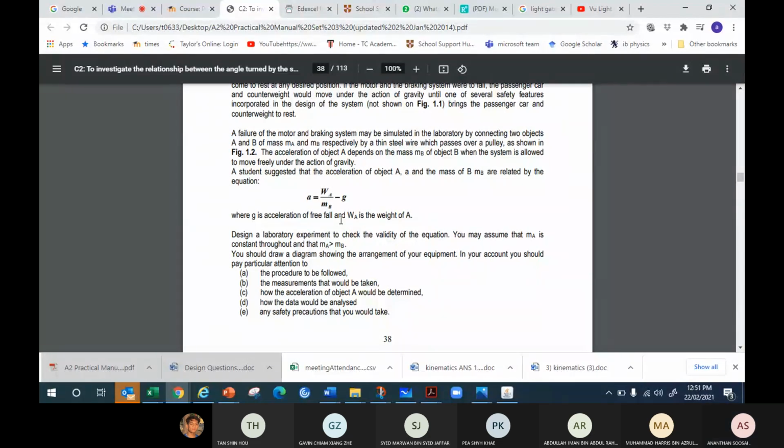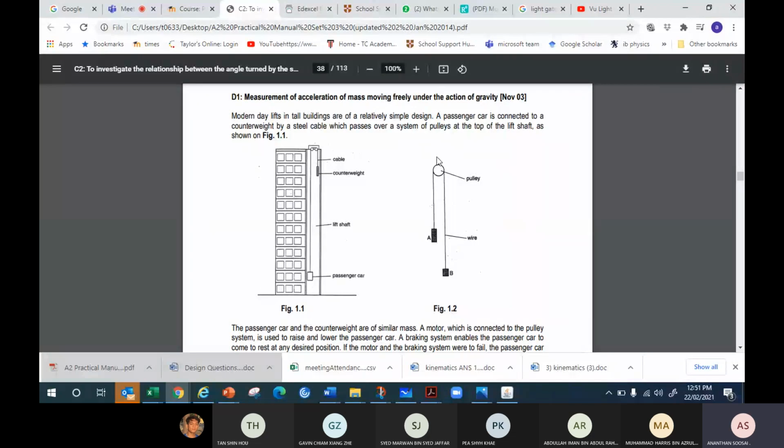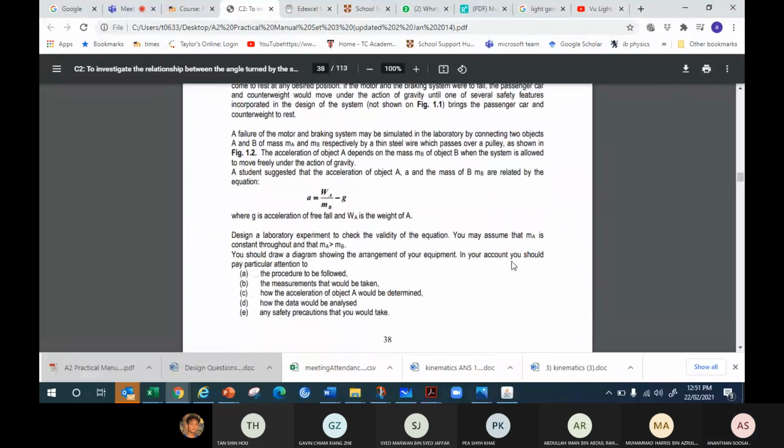How do you conduct this experiment? How does the setup look like? Okay, I give you 2 minutes. Come on, give a try. Draw a setup for this. You can use this setup. Under method, what should you say? How do you measure the mass of B? How do you measure the acceleration?